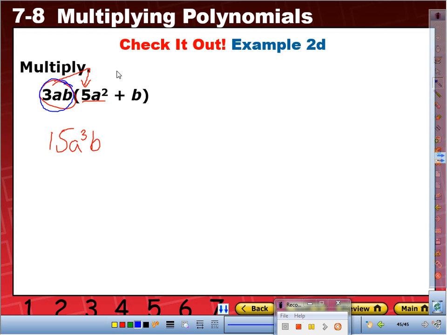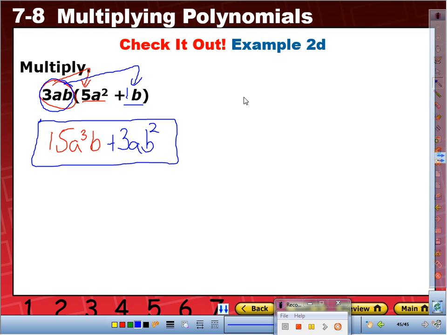I circle it in blue, and I'm going to go to the next term. 3 times, what is the coefficient here? 1, so this is 3. Is there another a here? No, so I just write it. And what is b times b? B squared. Can I combine like terms here? Let's see, they have the same variables, but do they have the exact same exponent? No, so we're done.